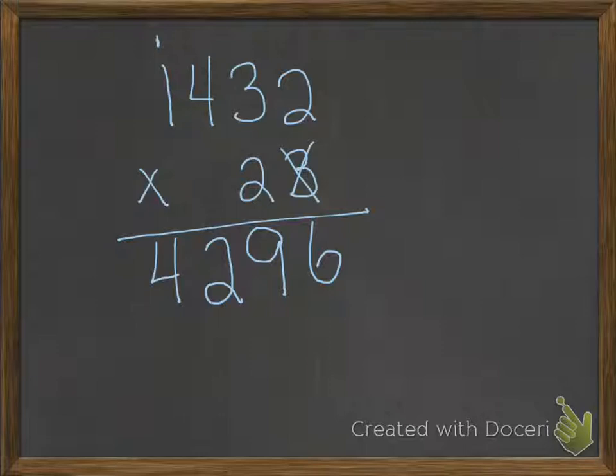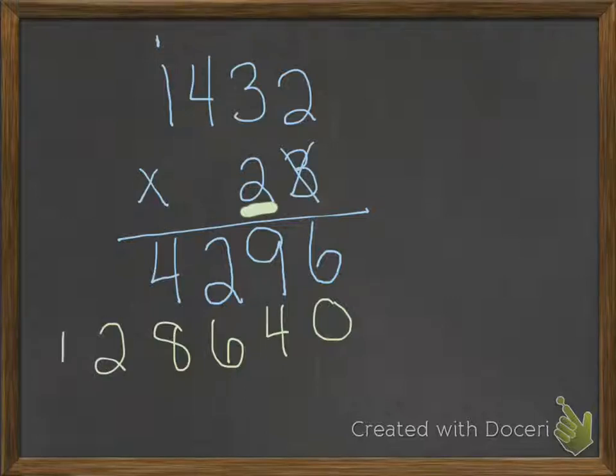Now we need to deal with our 2. Don't forget that the 2 is in the tens place. So we need to make sure that we account for that by annexing a 0. Now that we've annexed the 0, we simply multiply the 2 the same direction we did the 3. 2 times 2 is 4. 2 times 3 is 6. 2 times 4 is 8. And 2 times 1 is 2.